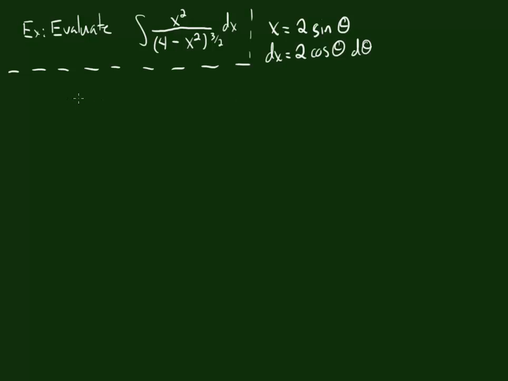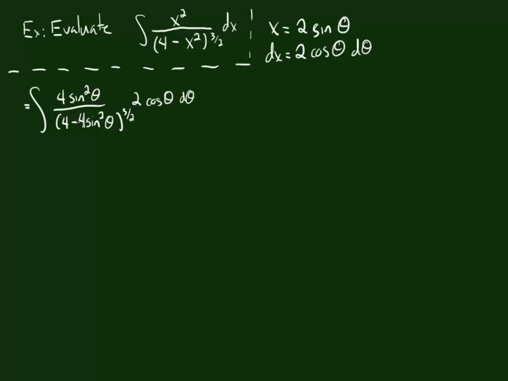So from here, let's just take all of this and put it into the integral. That x squared turns into a 4 times sine squared. The 4 minus x squared in the denominator turns into a 4 minus 4 sine squared theta, and this is all to the 3/2 power. The d theta, or the dx, turns into a 2 times cosine of theta d theta. So there we go. We have all of the pieces put in, and now we need to start simplifying.